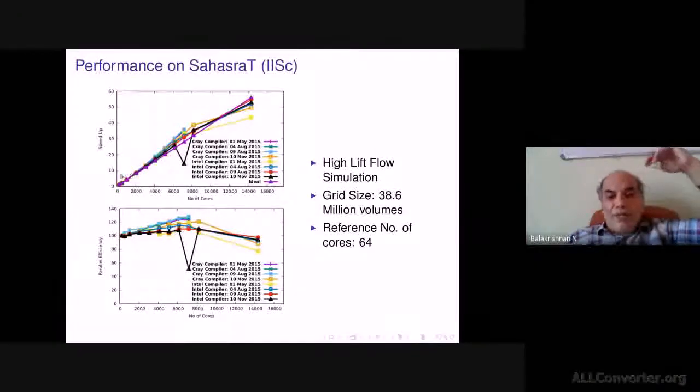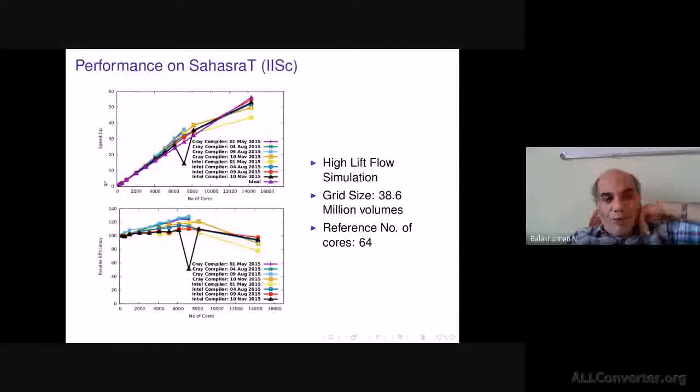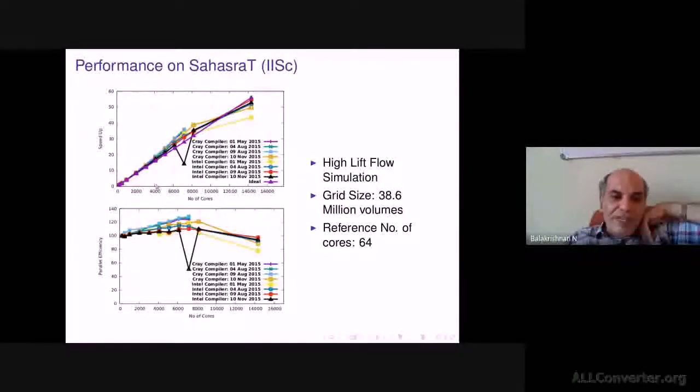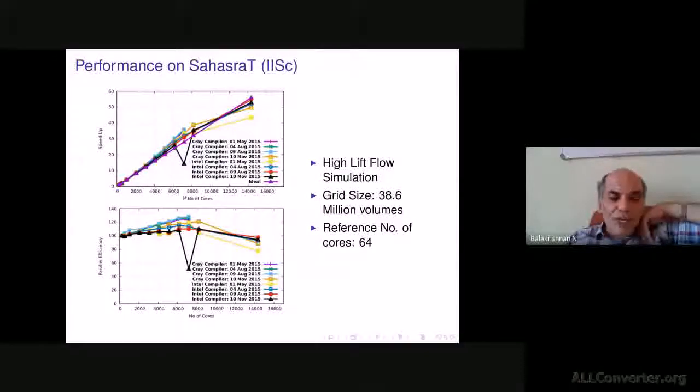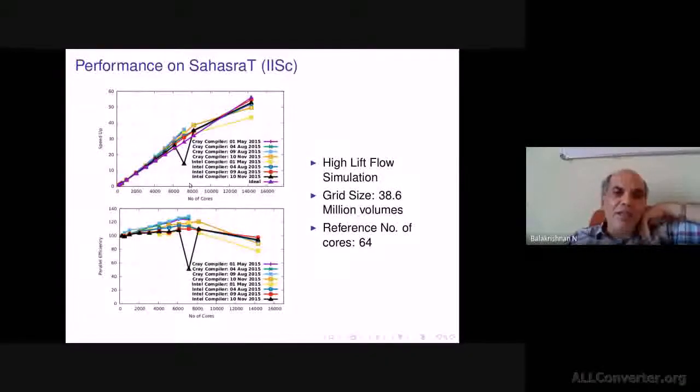Now, when I was talking about the actual speed up, I said that the general expectation is that the actual speed up should be less than the ideal speed up. But in this particular graph, as the number of cores are increasing, the actual speed up is actually more than the ideal speed up. So how is this possible?